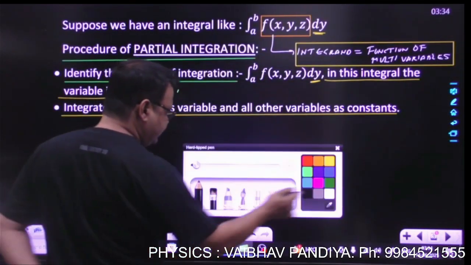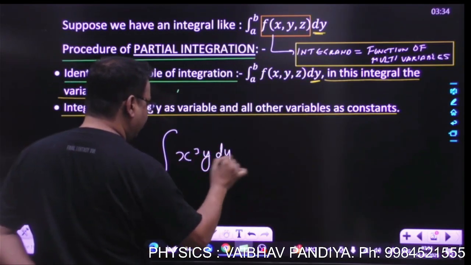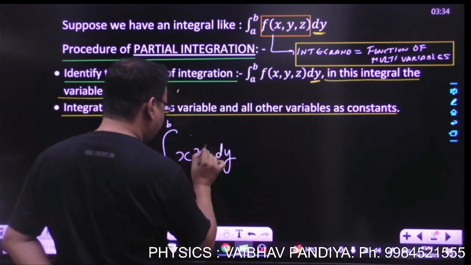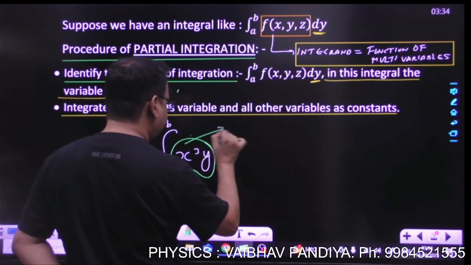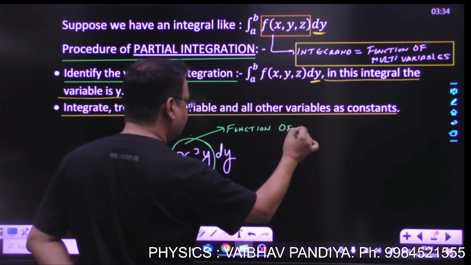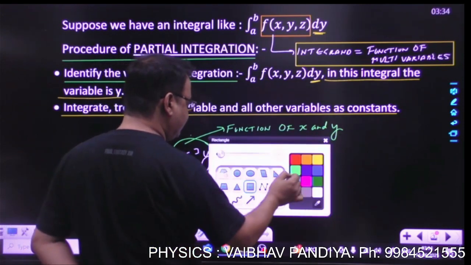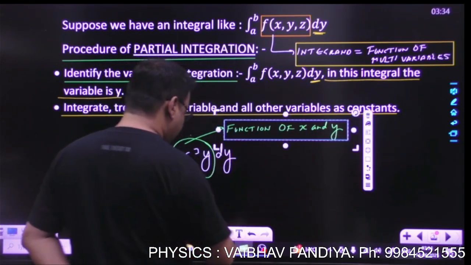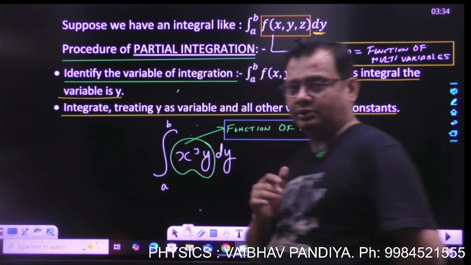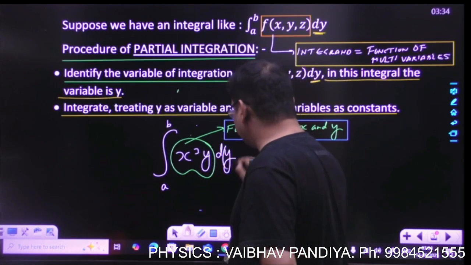Suppose we have an integral x cube y dy from a to b. Okay. Now you can see we have an integrand which is a function of x and y, correct? In the integrand you can see two variables x and y. Now you will identify the variable of integration. So that is quite simple. You will see with d we have y, so the variable of integration is y.